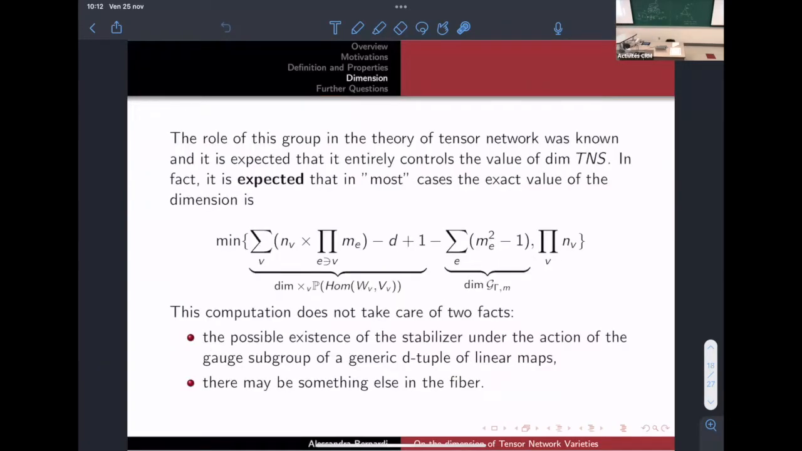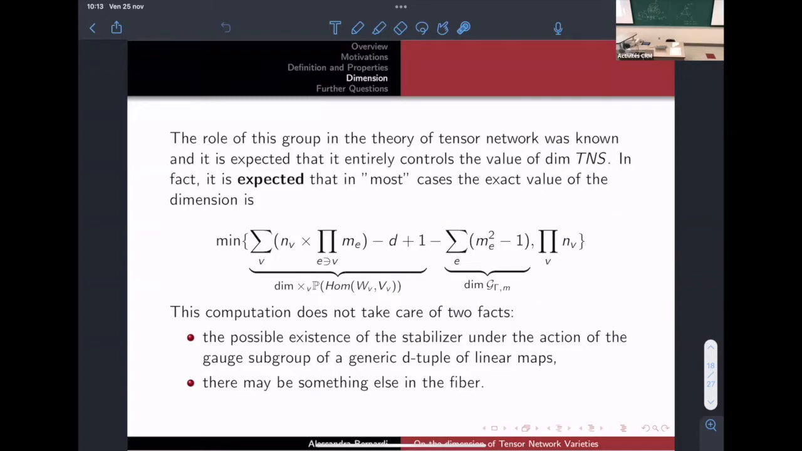So the role of this group was very well known in this field. And I have to say that every time that I speak with some physicists, the idea is that it's the only thing that is in the fiber. So that's the only thing that really plays some role in controlling this dimension. And so I will call this the expected dimension. So what's the expected dimension of my variety now? It's the minimum between the dimension of the ambient space, because if it reaches the ambient space, there's nothing to do, and the number of parameters minus the dimension of the gauge subgroup, okay?